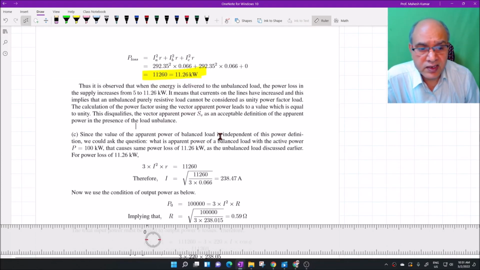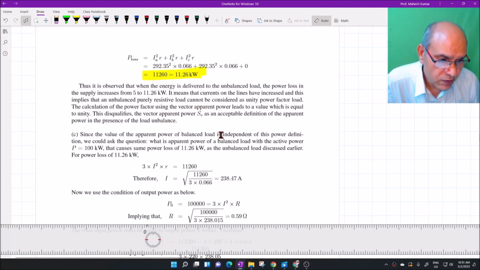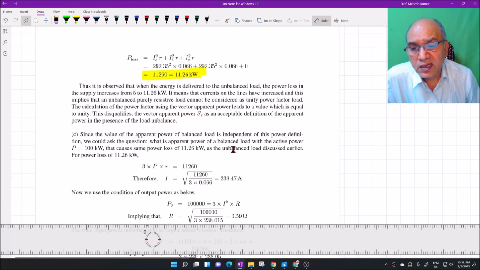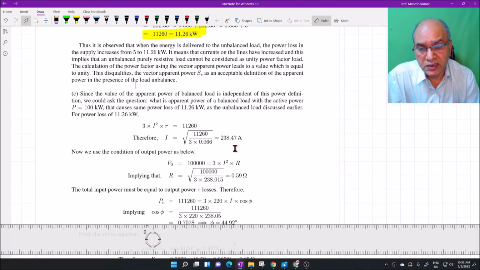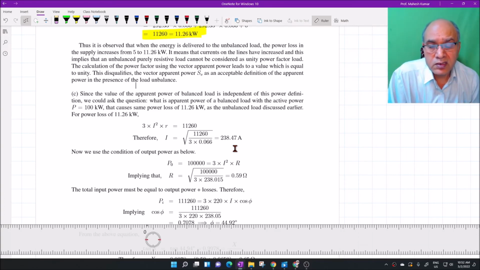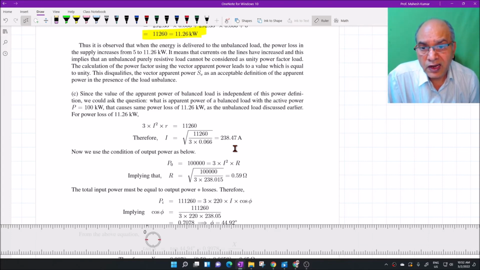Now the C part you can solve yourself. I will just give you 2-3 minutes. In the C part, you have to find the equivalent 3-phase circuit for the part B, that is, for the output power of 100 kilowatt and losses of 11.26 kilowatt, what is the equivalent three-phase circuit and what is its power factor.